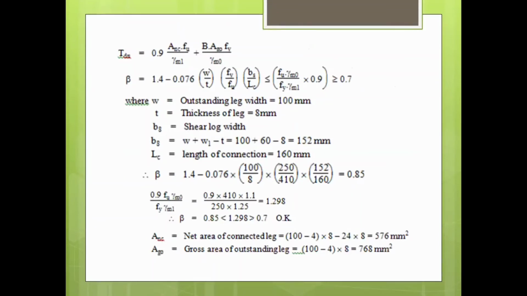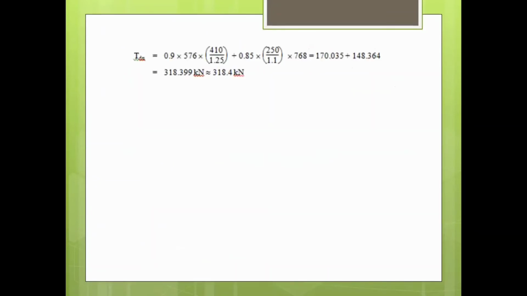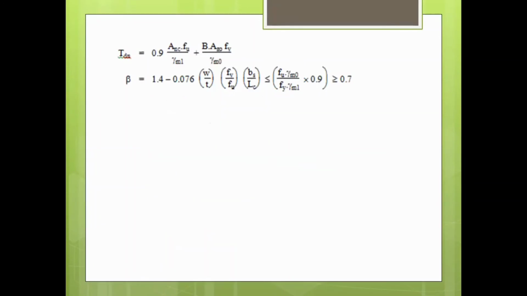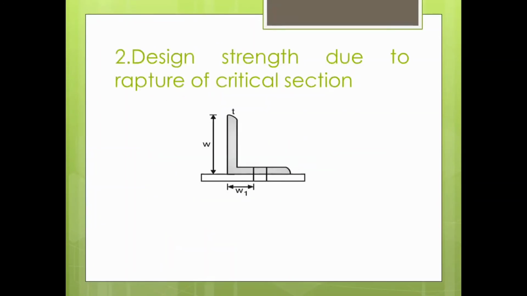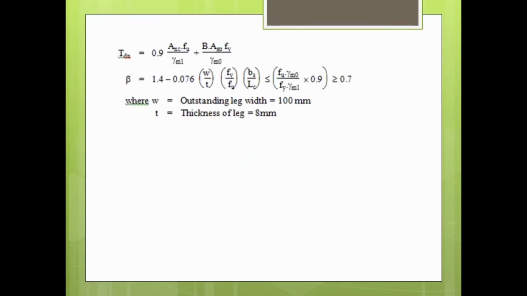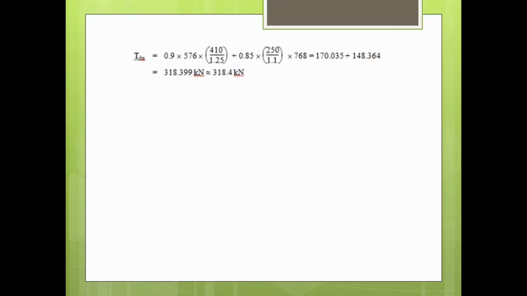Similarly, for the gross area of the outstanding leg, half of the thickness of the section is subtracted, and that comes to be 768 mm square. Now, after substituting all the appropriate values, we get the design strength due to rupture of critical section, Tdn, which we are calculating. Here it comes to be 318.4 kilonewton. This is our second value.